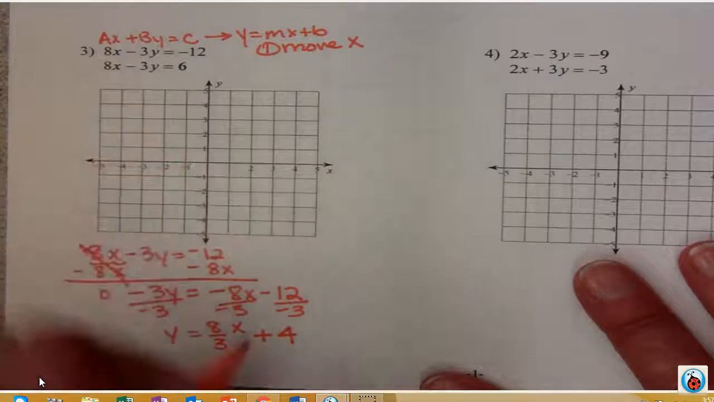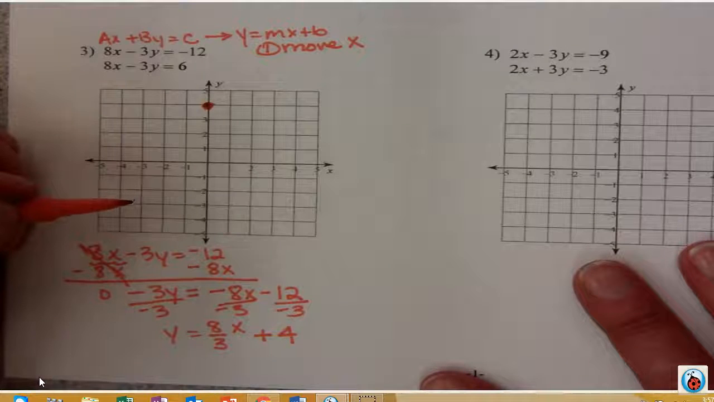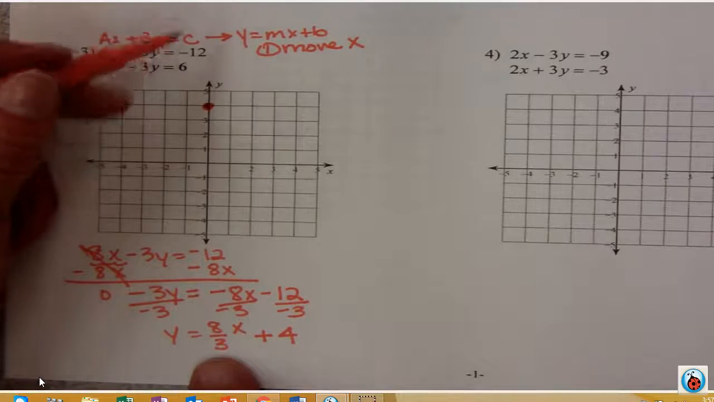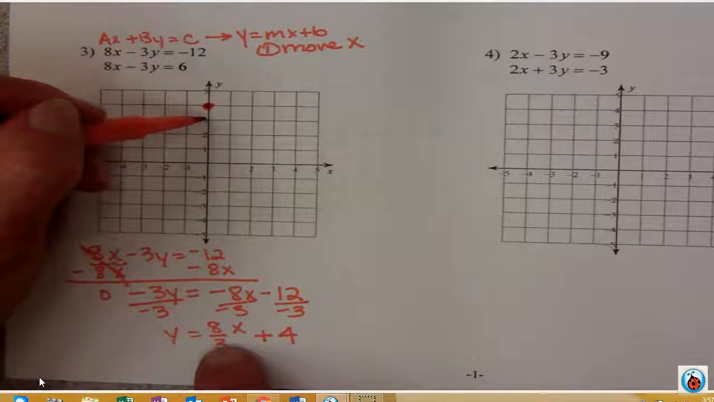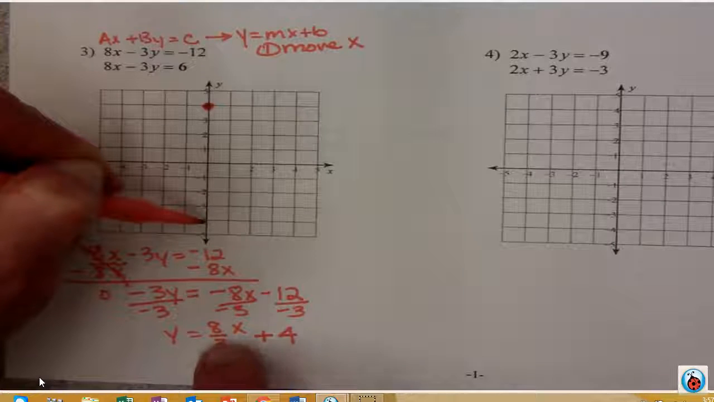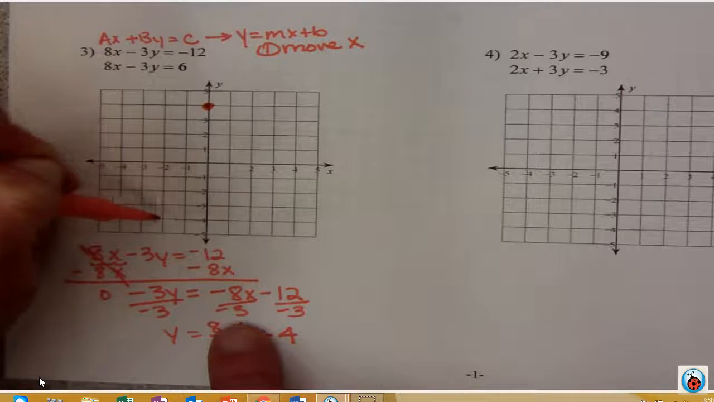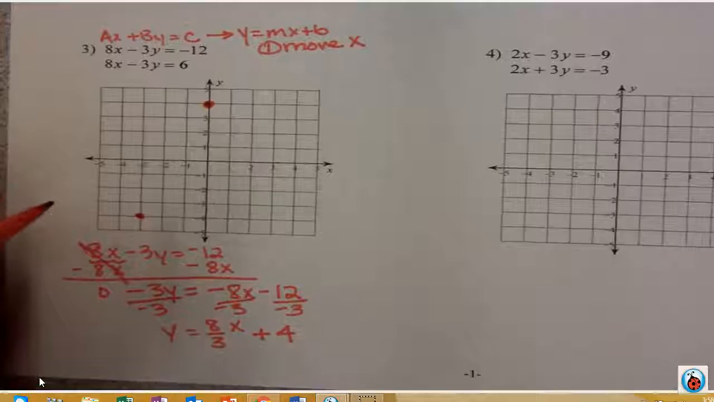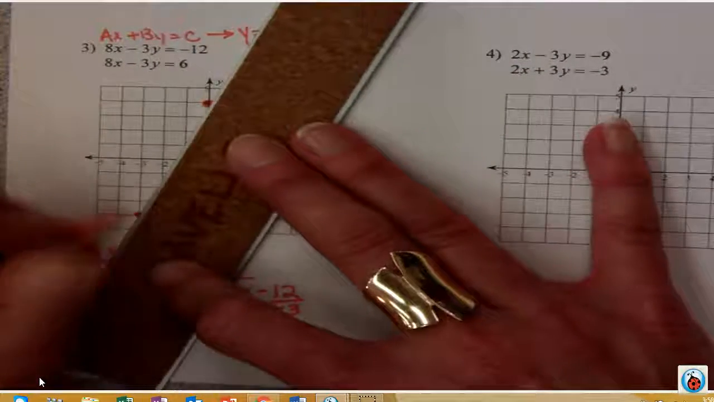So to graph it, I'm going to go up to 4, and then I'm going to graph it. Now, if I were to go up positive 8, I would go way off the graph. But look, I can go negative 8 over negative 3. So that means I can go down 1, 2, 3, 4, 5, 6, 7, 8. But then I have to go over negative 3. So that is this to the left, 1, 2, 3. So here are my 2 points. I'm going to connect my dots.